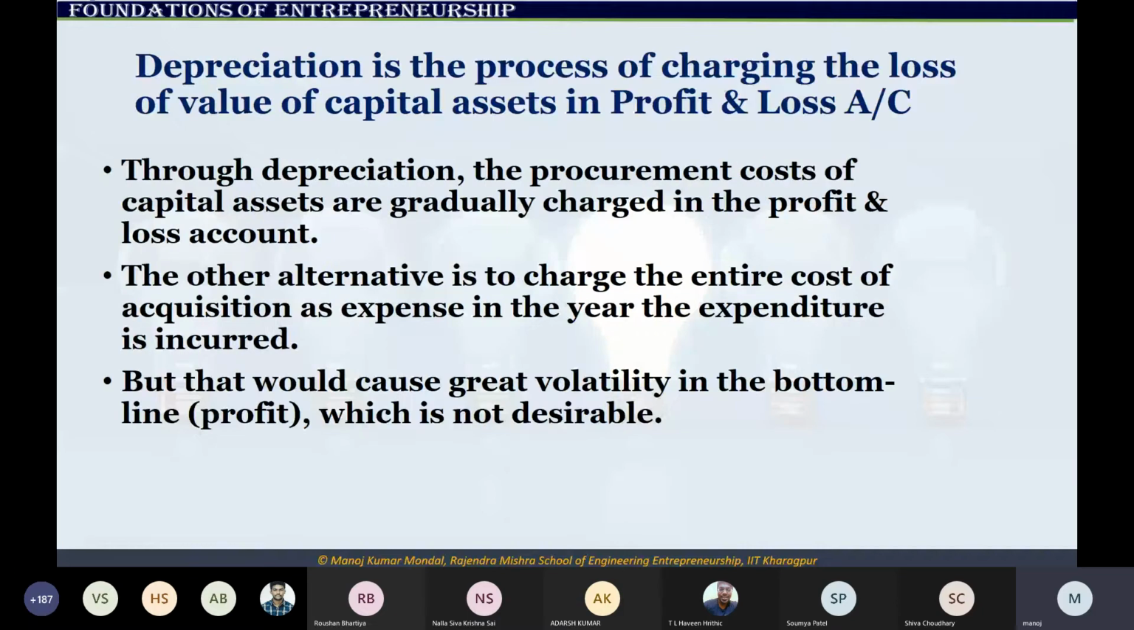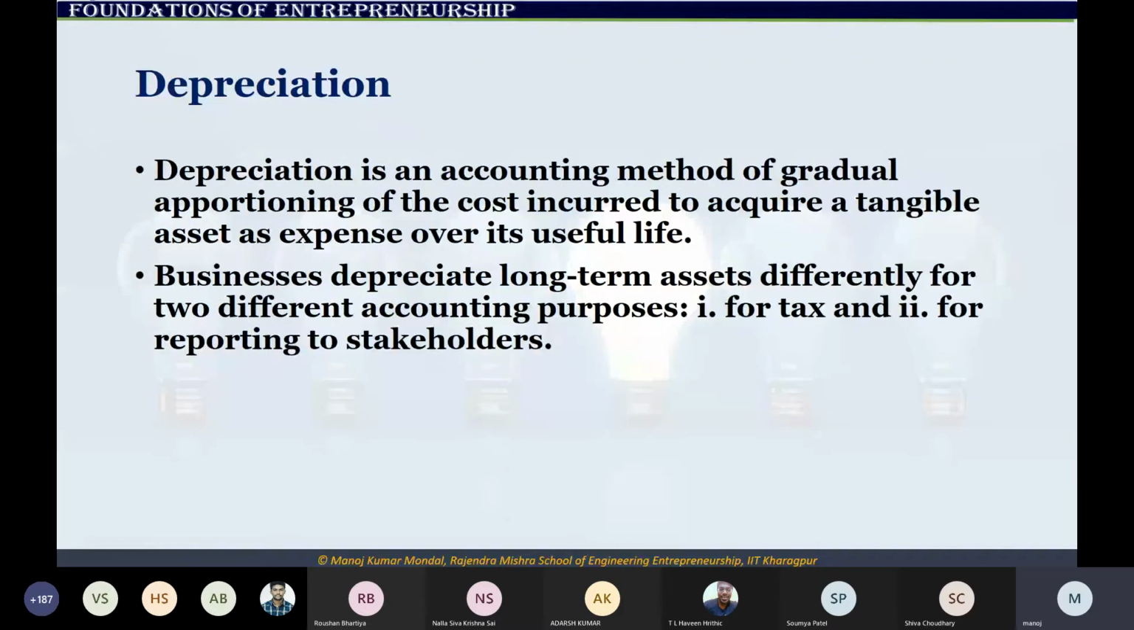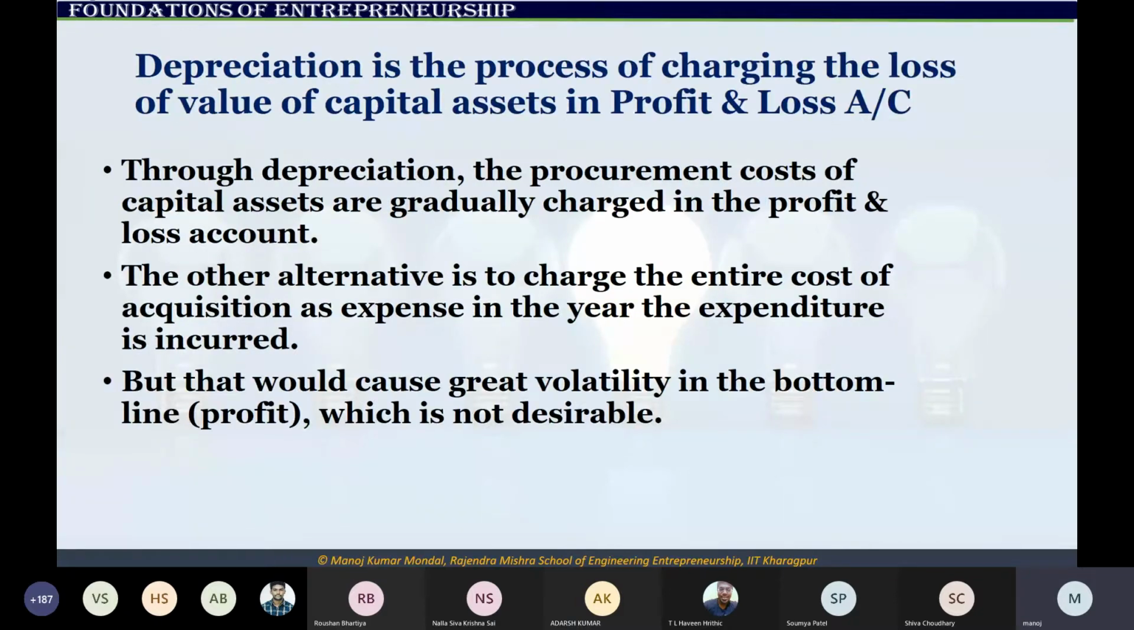Okay, there are definitions. You can read them later. Businesses depreciate assets, long-term assets in particular, differently for two different accounting purposes. I have already told you: for income tax and for reporting to the usual stakeholders. Depreciation is a process of charging the profit and loss account the loss that you incur for using the long-term asset.